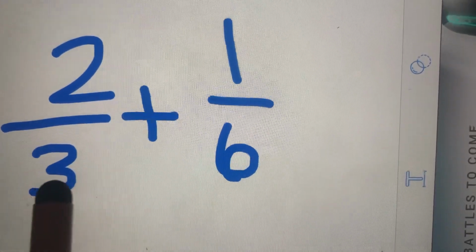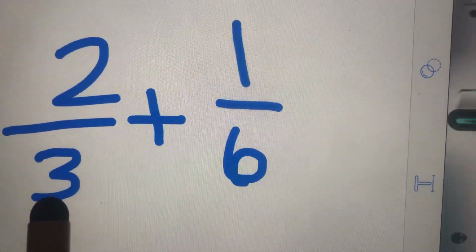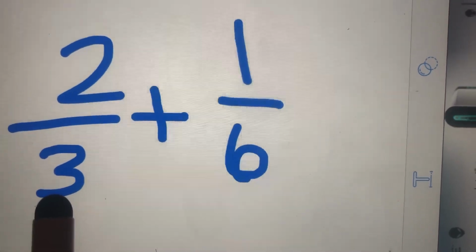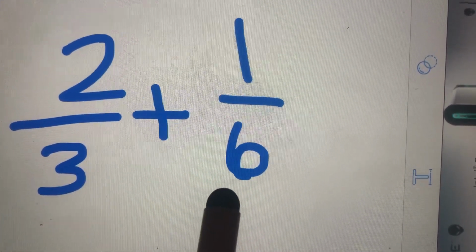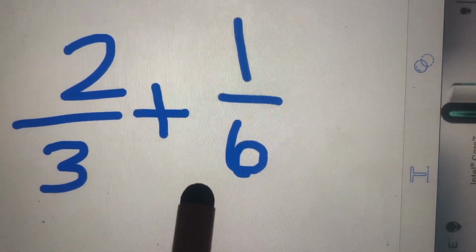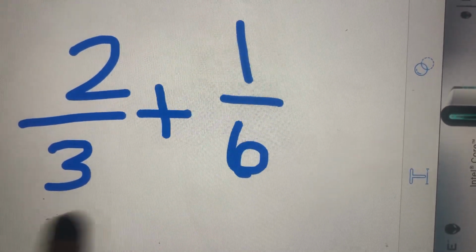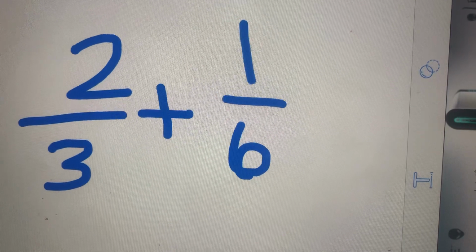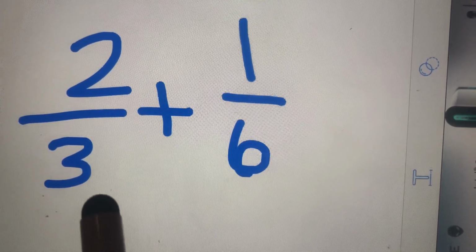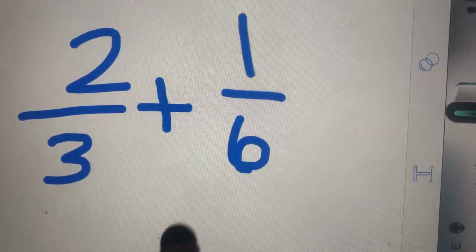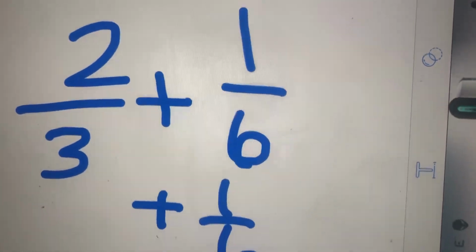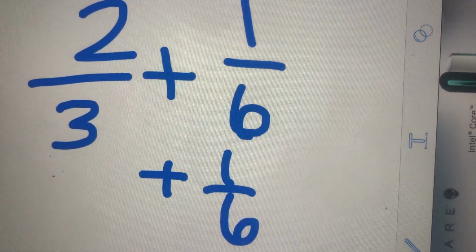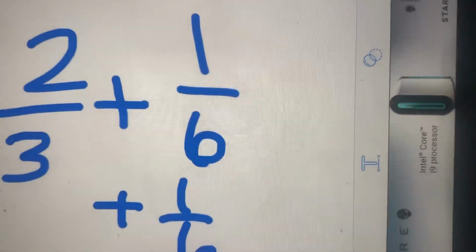Now we know that if we think about the factors of 3, which are 1 and 3, we know that 3 is a factor of 6 because 3 times 2 is 6. So my common denominator here would be 6. So I would need to change. Now 1/6 can stay the same, so I'm going to leave that alone. But I have 2/3 plus 1/6.